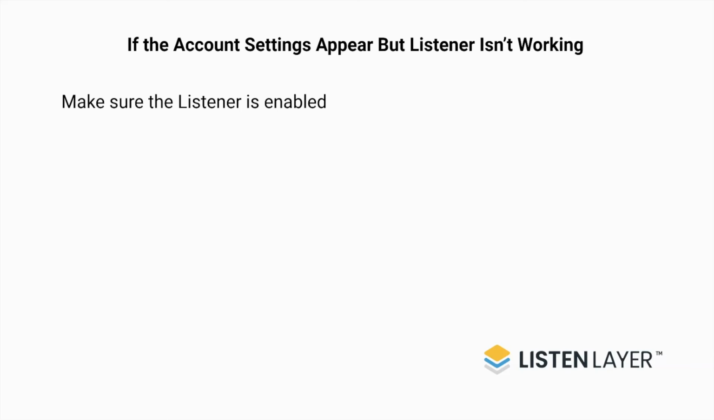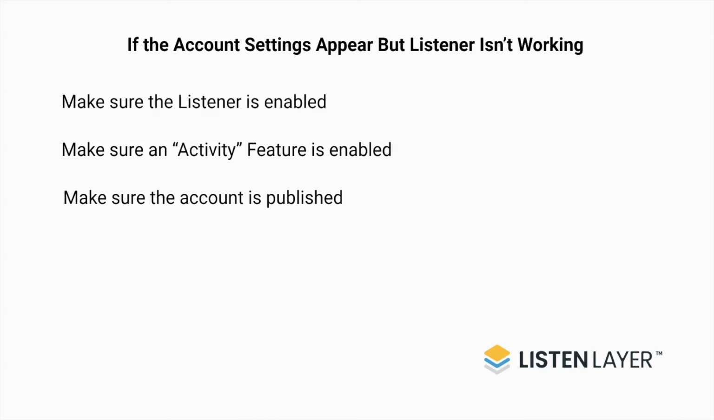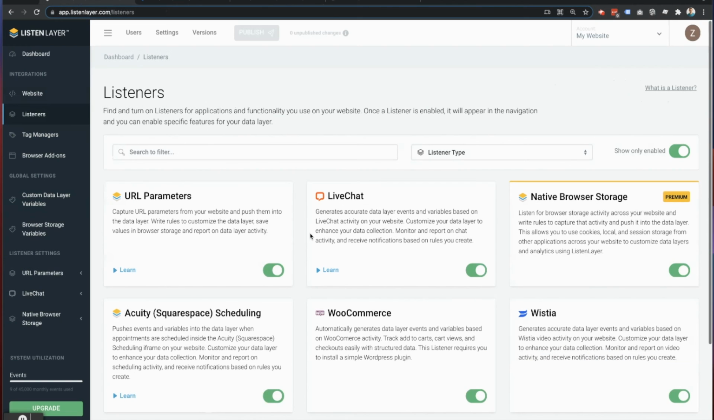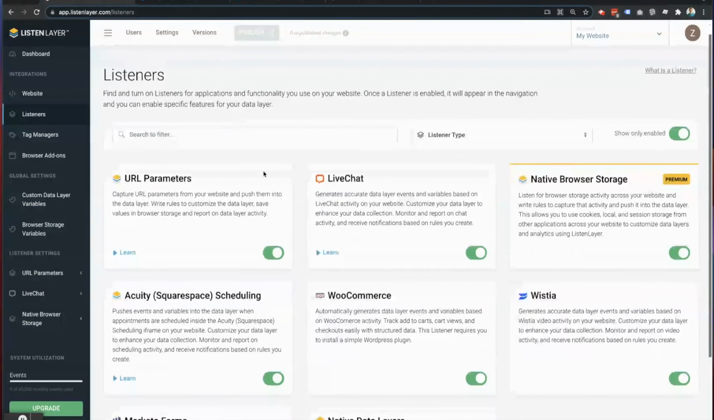First, make sure the listener is enabled. Then, make sure you have specifically activity features enabled. Then, make sure your listener account is published. And consider clearing cache, including your local cache, but also your network, server, and firewall cache. The first and most obvious step is to make sure that the listener you're concerned with is turned on.